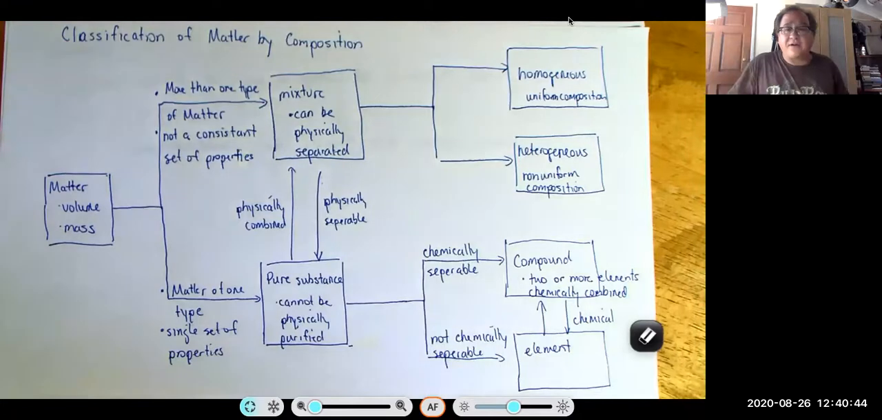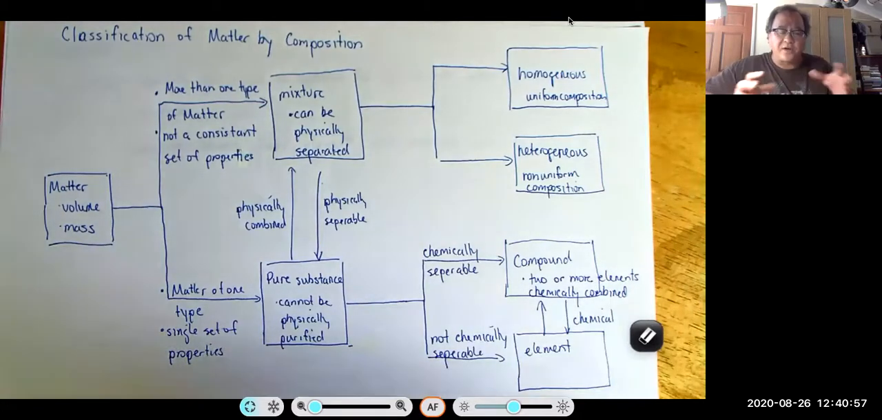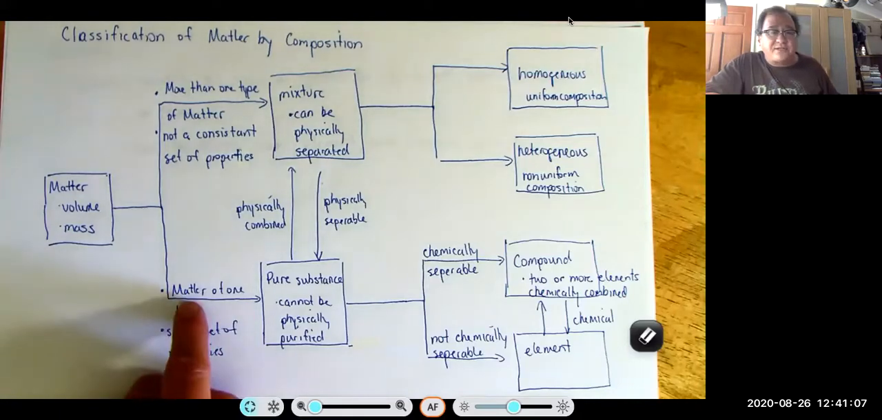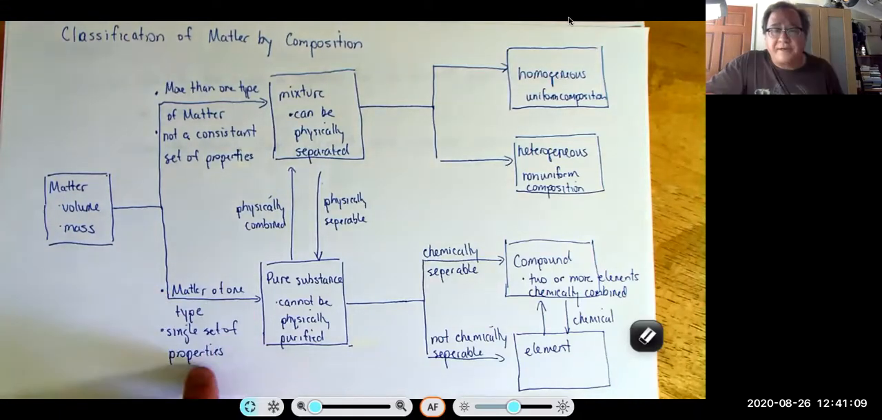You take that matter and you put it in water and it doesn't dissolve. You put it in gasoline and it does dissolve. So once you start testing a whole bunch of properties and you find out it's the same for that matter, regardless of which portion of the matter you use, you're thinking you have a pure substance, okay? So here, this is what all of this means. Matter of one type, single set of properties.